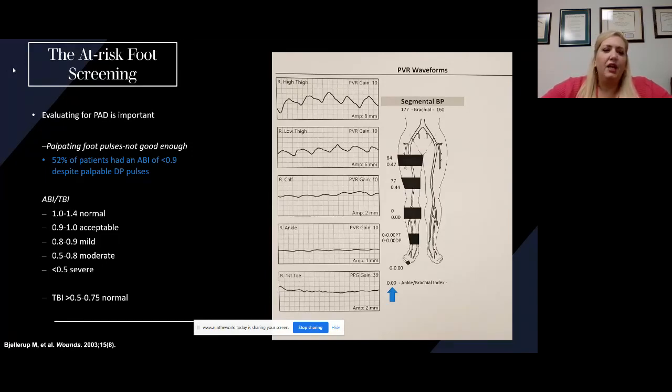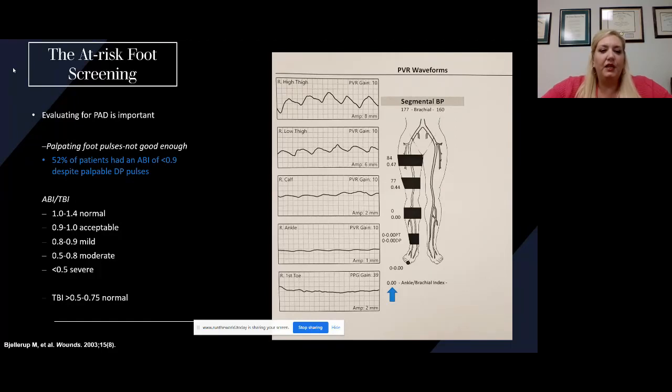And you can see that between 1 and 1.4 is normal. Sometimes patients with diabetes will have hardening of the arteries, and therefore their ABI will be falsely elevated. So when you get an ABI in a diabetic patient that's 1.4 or higher, don't be fooled by that. It doesn't mean they have really good blood flow. It actually means that their vessels are calcified. So we're getting an abnormally elevated ABI.